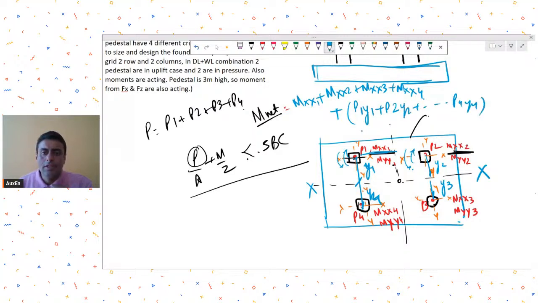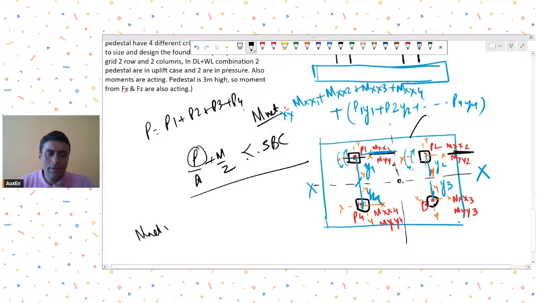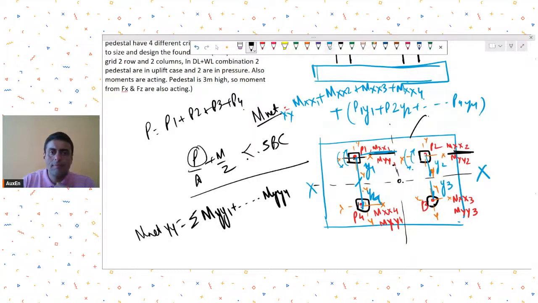Similarly, you will also calculate the YY. When you calculate the YY, what will you do? I am writing it over here. M net YY will be summation of MYY1 plus, till 4. And this time, let's call these distances x1, x2, x3, and so on. So plus P1 x1, again the net effect.